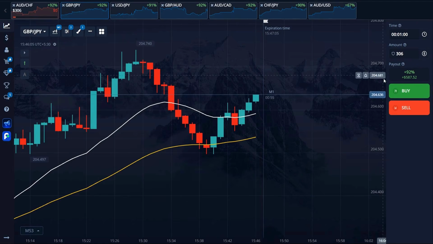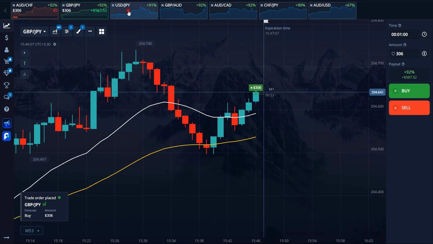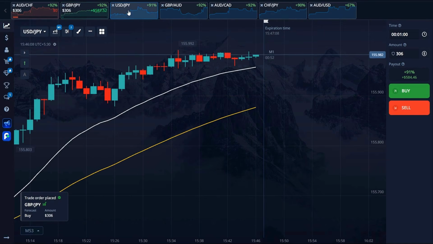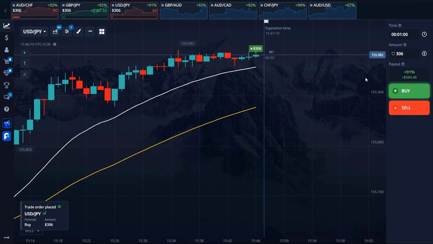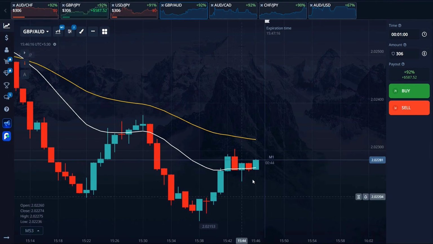The market rejected the moving average and turned upward at the 15:45 cycle. A lower wick confirmed buying pressure, so I entered a buy. The pair was in an uptrend, and the 15:45 candle formed a small lower wick above support. The trend stayed strong, so I took a buy.